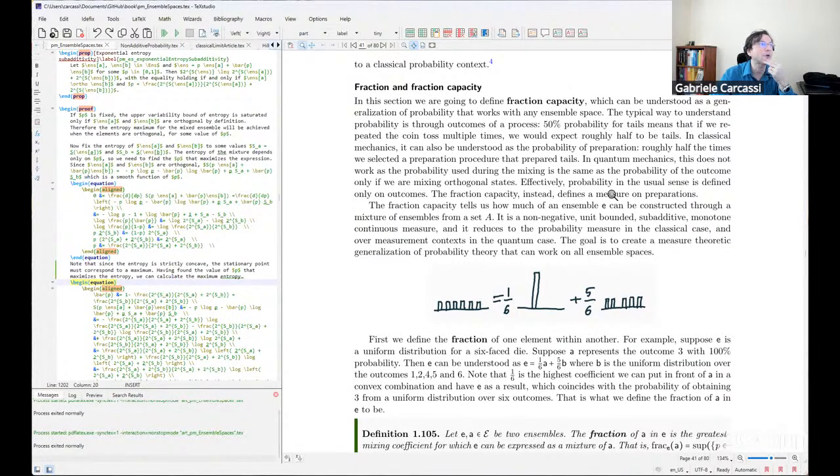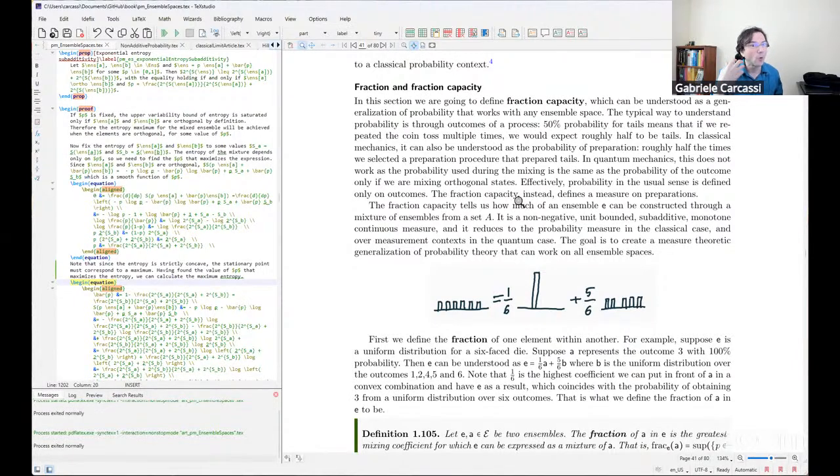So effectively, probability in the usual sense is defined only on outcomes, right? So when we're mixing things together, that's not really a probability. It's more of a mixing coefficient. It has some features of probability, but it's not a probability. And so the fraction capacity instead defines a measure on the preparation. This is the thing that we are always going to have, the same in classical mechanics and quantum mechanics. We can always take two ensembles and make a mixture. And that's what the fraction capacity is going to model. It's going to be defined on that mixture.